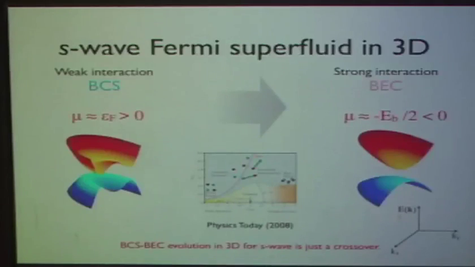So first, let me discuss the topological phase. The S-wave Fermi superfluid in three dimensions turns out to be just a crossover. In the weak interaction regime, the S-wave superfluid is BCS type, and the chemical potential is close to the Fermi energy, which is positive. As we move on to the strong interaction regime, it's a BEC type superfluid, with the chemical potential being just half of the binding energy, which is negative. During the BCS to BEC evolution, the chemical potential and the order parameter change smoothly, and there's no change in the symmetry of the order parameter. So it's just a simple case of crossover.